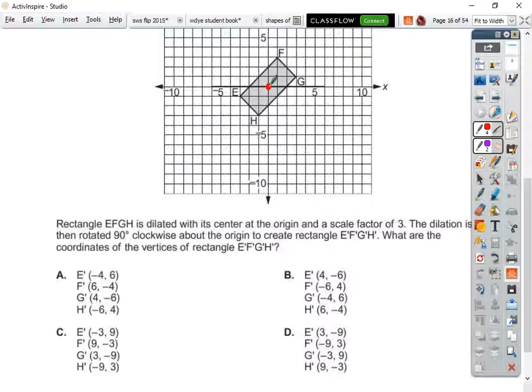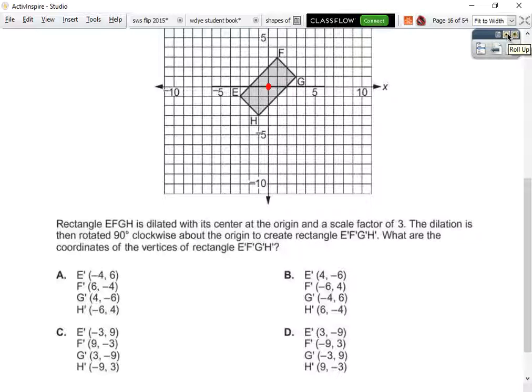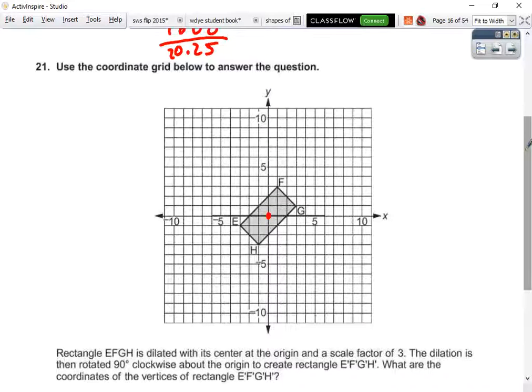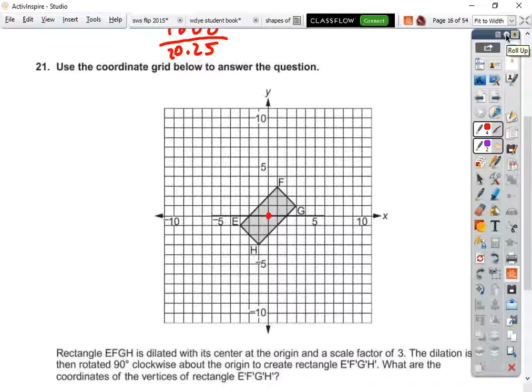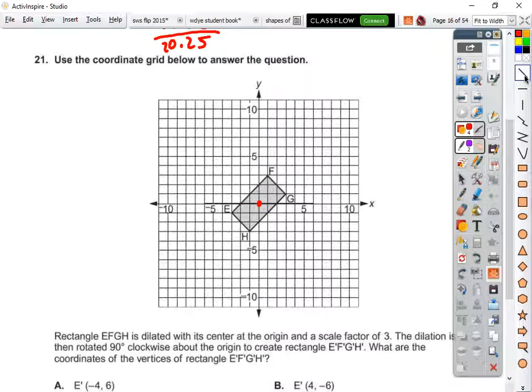So it's getting dilated by a scale factor of 3. And then the dilation is rotated 90 degrees clockwise about the origin to create rectangle E prime, F prime, G prime, H prime. What are the coordinates of the vertices of that? All right. So what I'm going to do here is I'm going to take a straight line. This is going to be my... and so the new shape will have vertices along these lines, and they're using the scale factor of 3.